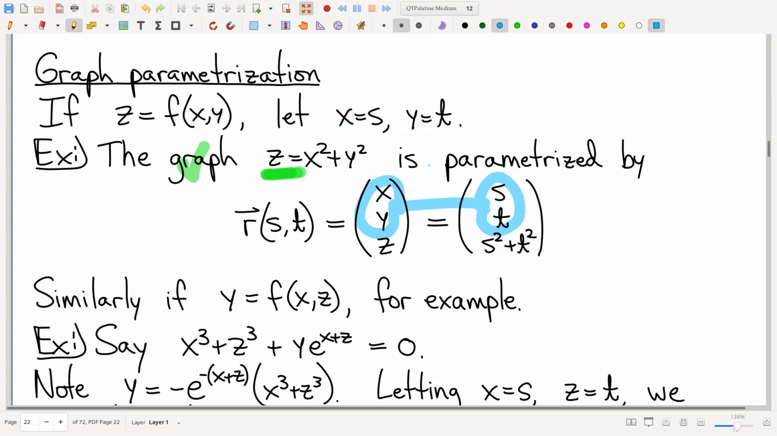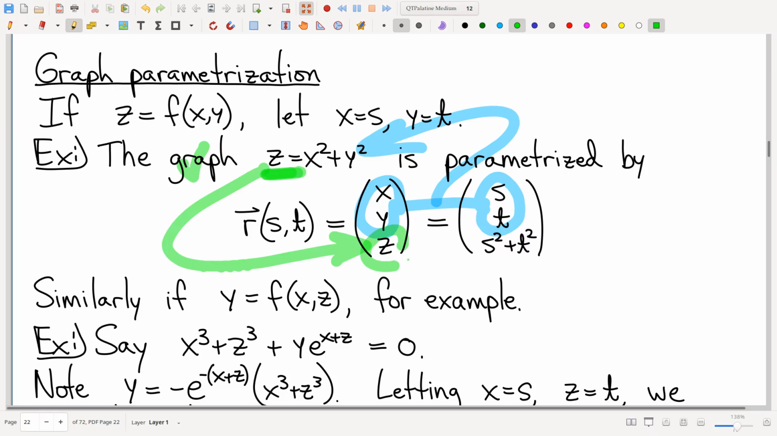And, well, that kind of does it, because if I take those formulas for X and Y and plug in, I kind of have to then let Z be S squared plus T squared. And as desired, notice I have now position, with the colors, position as a function of two parameters. And that is a parameterization. So it is a lovely technique.